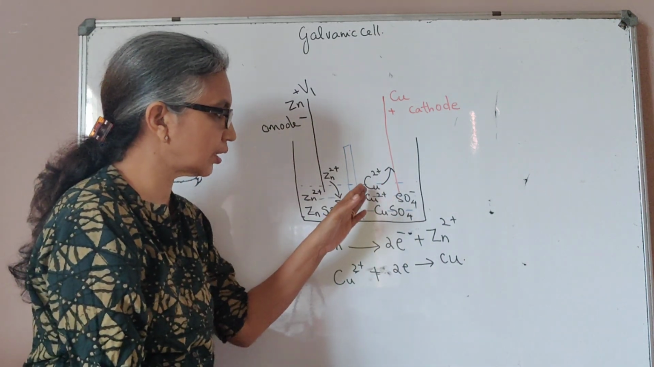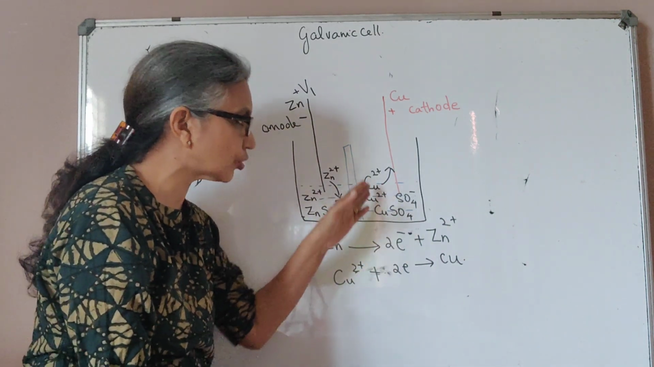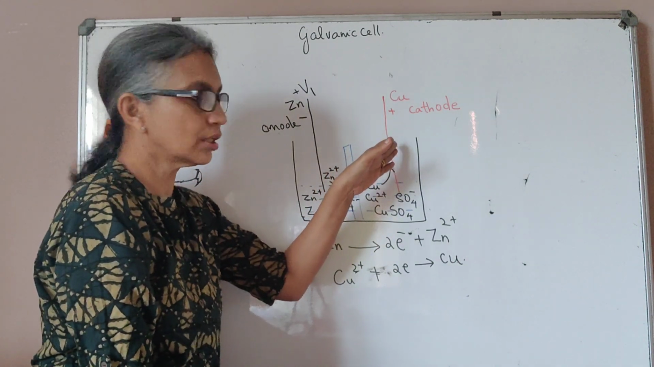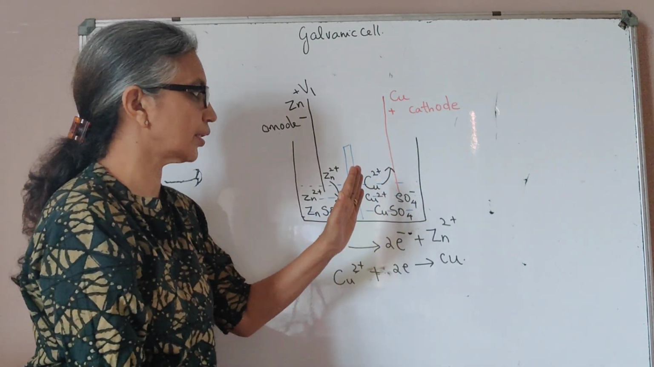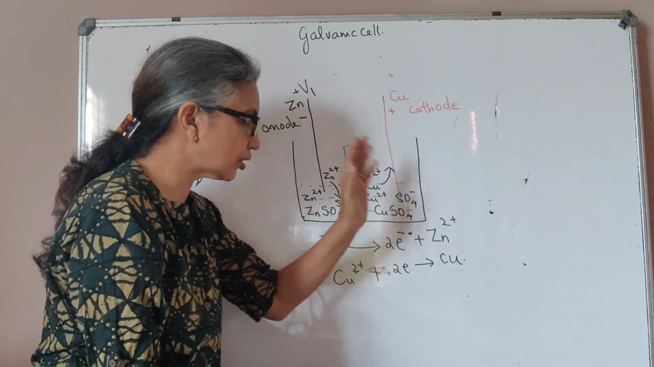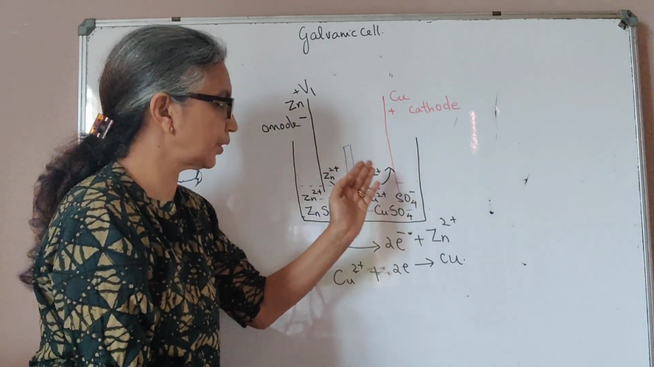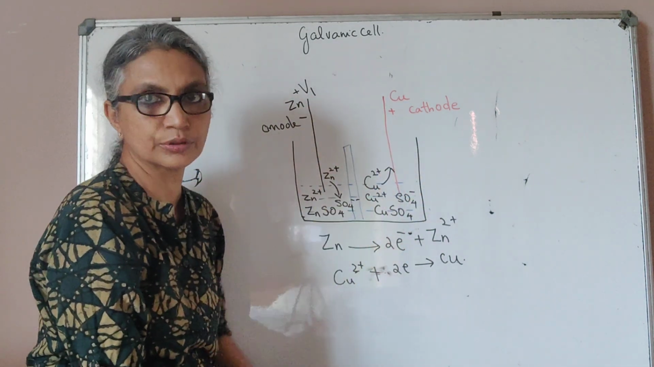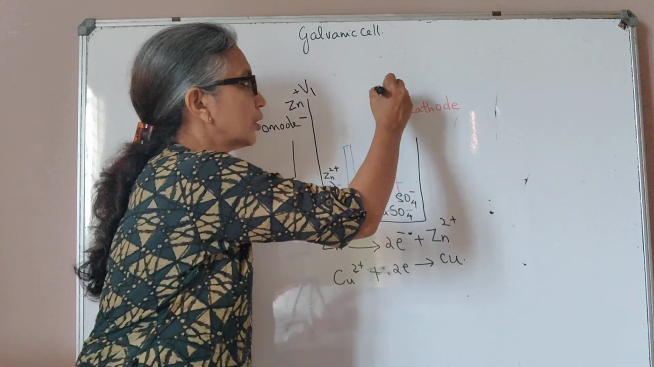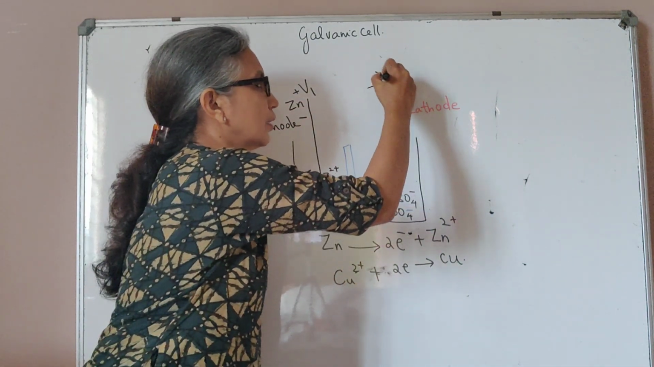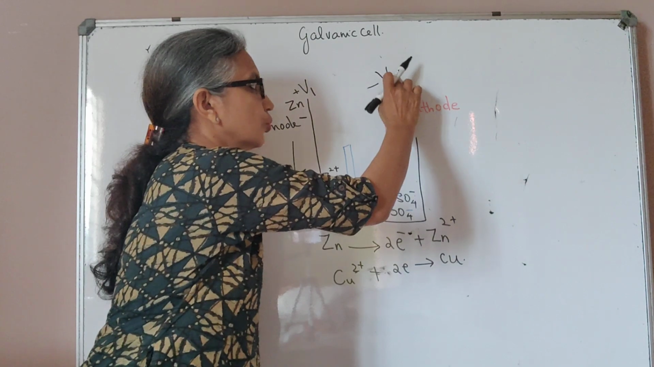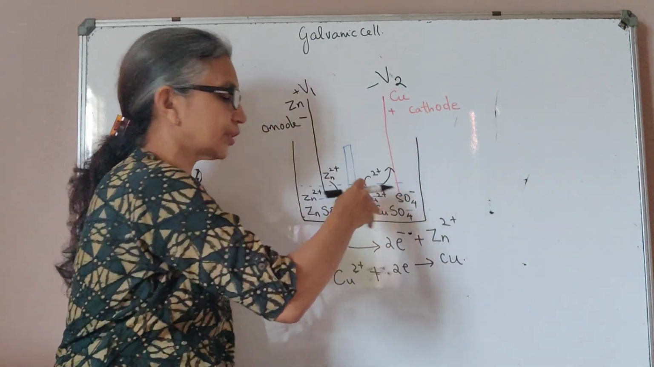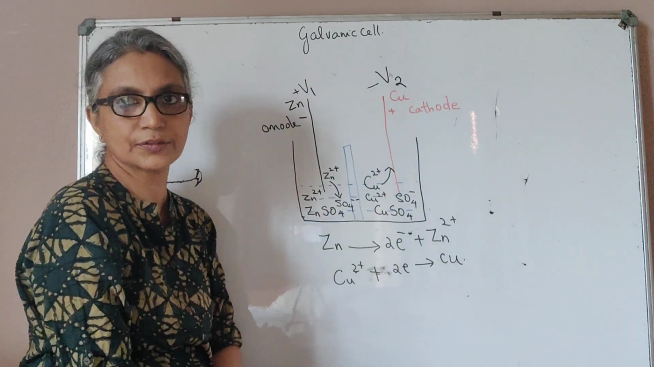Here we know that the copper ions are moving from the electrolyte to the electrode. So the electrolyte must be at a higher potential, the electrode must be at a lower potential, because again I repeat, charges move from higher potential to lower potential. And here for the copper rod I am assigning a minus V2, the potential to be a lower potential than the electrolyte, so a minus V2.